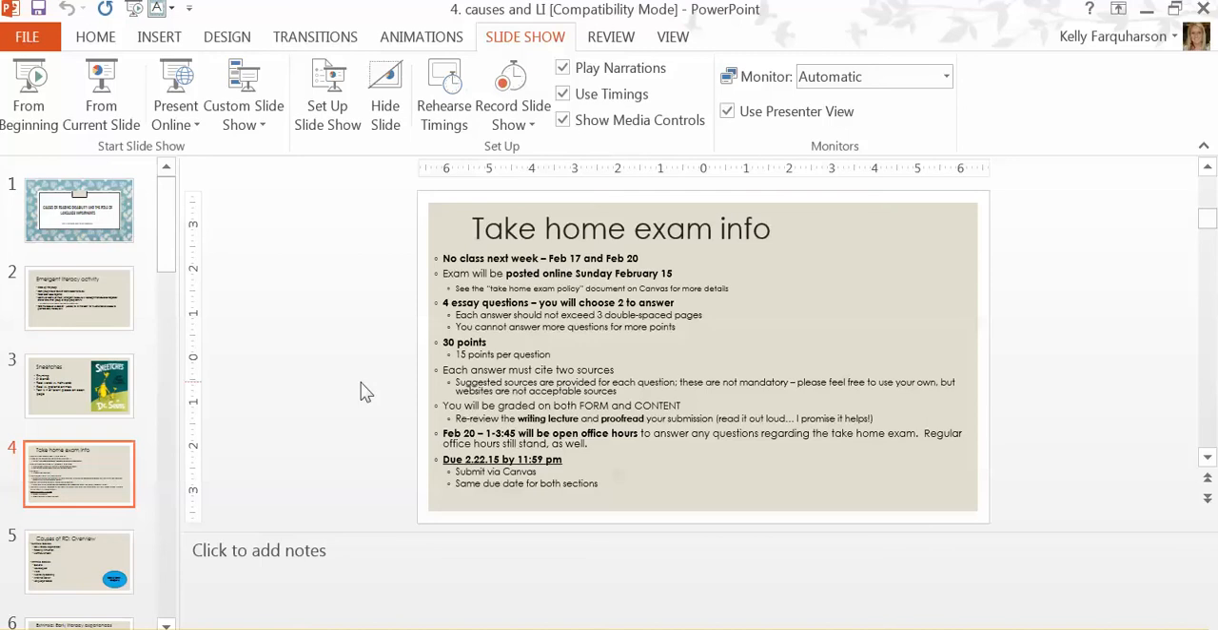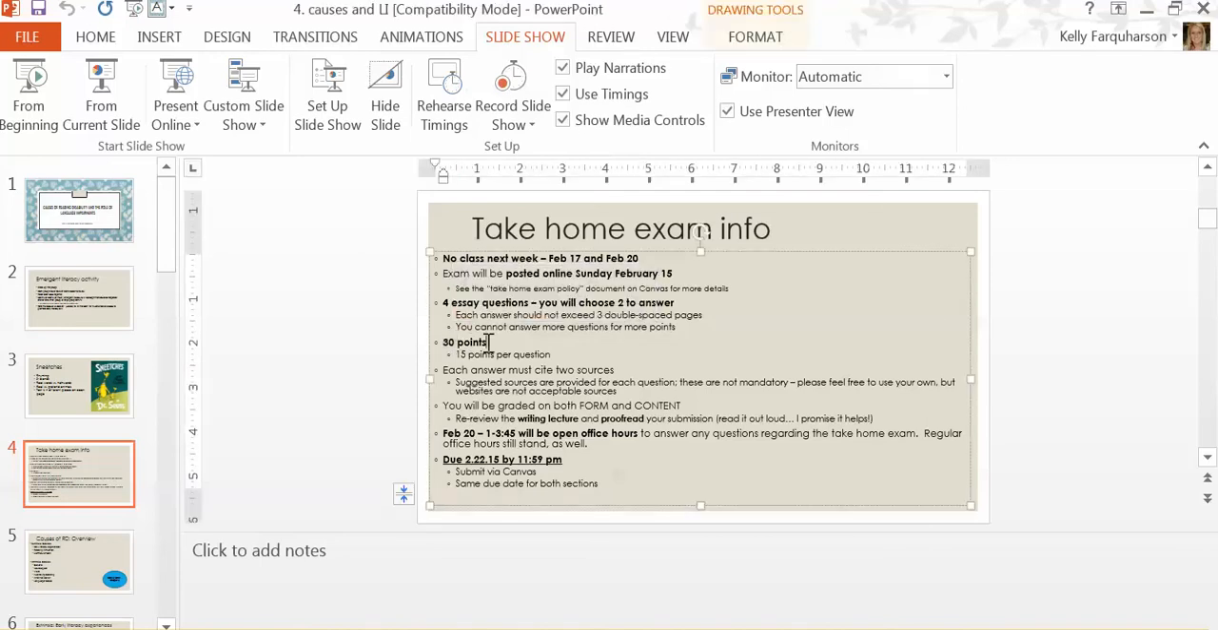The exam will be posted online Sunday, February 15th. I have a take-home exam policy that is posted to Canvas that you can take a look at that has a lot of details. You will be presented with 4 essay questions. You'll choose 2 of those to answer. Each answer should not exceed 3 double-spaced pages, and you cannot answer more than 2 questions for more points. So only 2 questions need to be answered. Each answer is 3 double-spaced pages. Each question is worth 15 points, so this project is worth a total of 30 points.